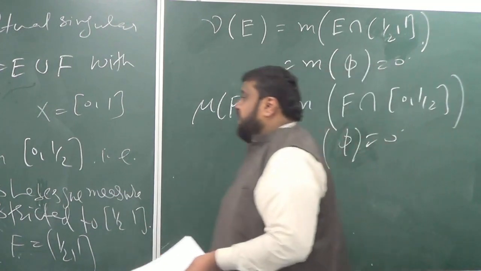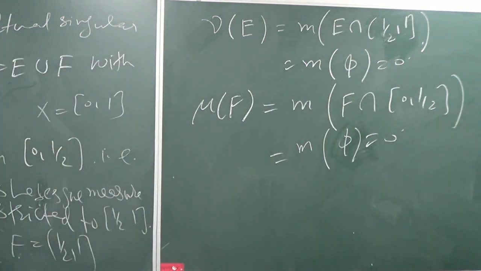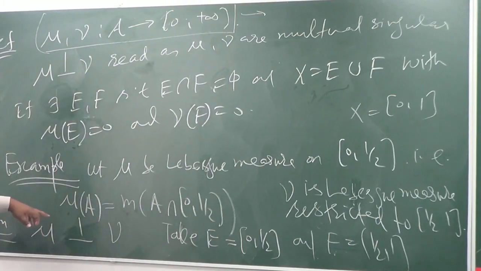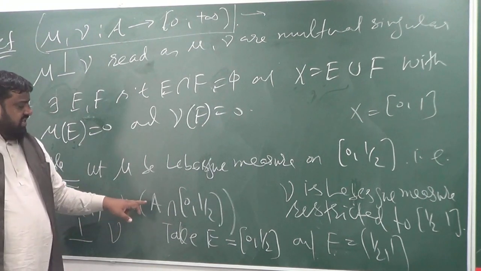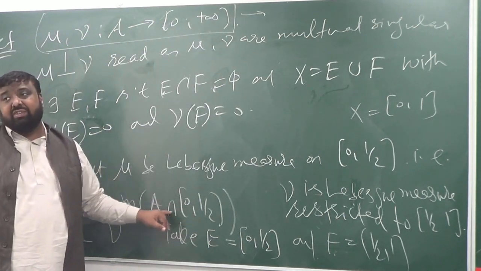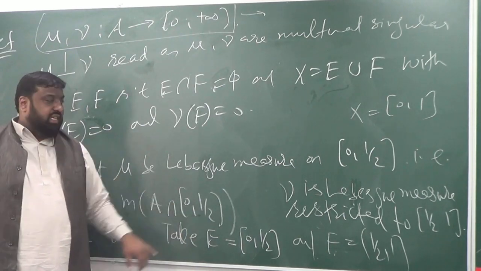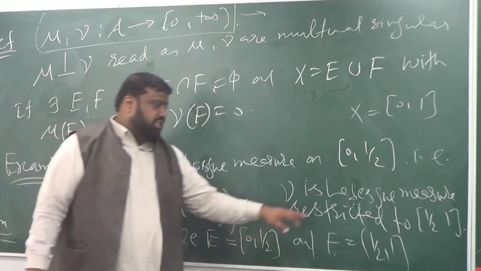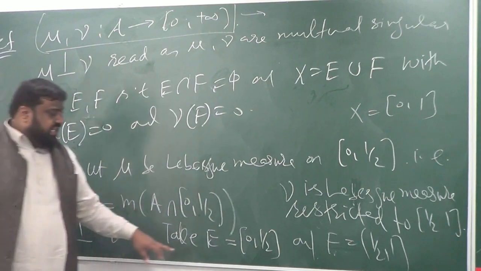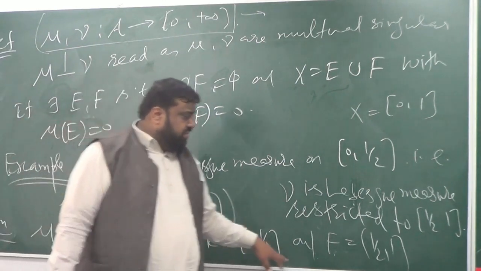So what did we do? Mu is the Lebesgue measure restricted to 0 to 1/2. In other words, the measure of A is the Lebesgue measure of the set intersected with 0 to 1/2, the part of A that falls here. And similarly, nu is the Lebesgue measure restricted to 1/2 to 1. And I'm saying take E to be 0 to 1/2 and F to be 1/2 to 1.